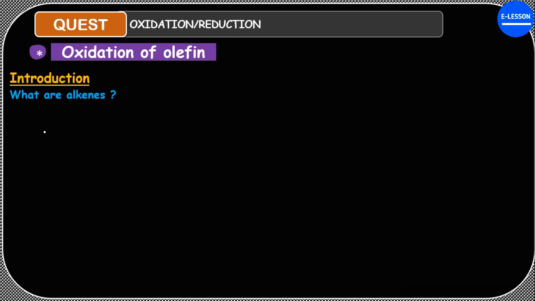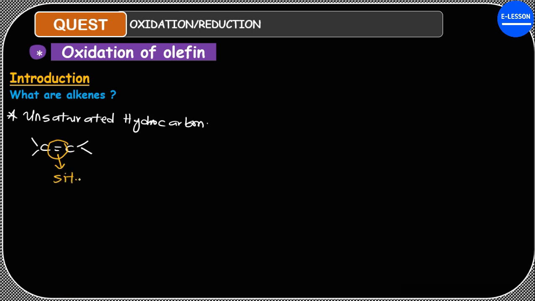What are the alkenes? Like I said earlier, the alkenes are unsaturated hydrocarbons. When you say a hydrocarbon is unsaturated, it means that it has a double bond. We have them having the general form of this, where this double bond is the site of reactivity of all alkenes.